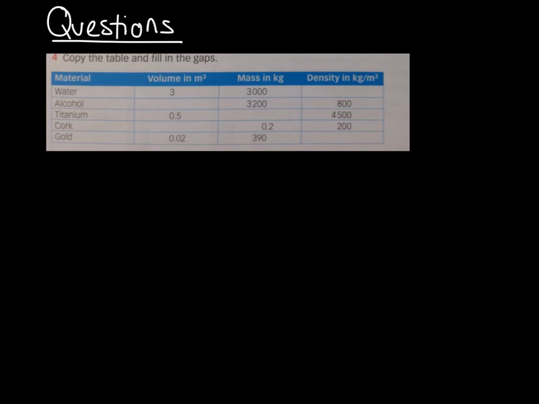Right, have a little look at this table above and see if you can fill in the missing numbers. They're all in the right unit, so you don't have to change any units. We've got metres cubed, kilograms, and kilograms per metre cubed. Write out your equations and then work out the missing numbers. Why don't you press pause, have a go at these questions, and then you can check the answers on the next slide.